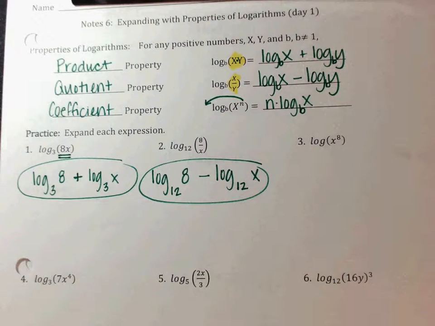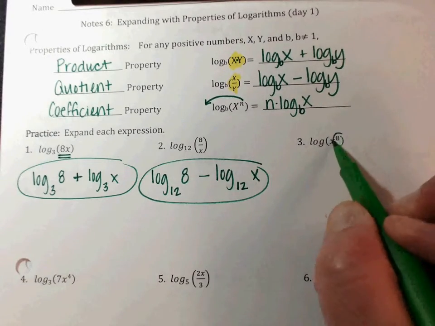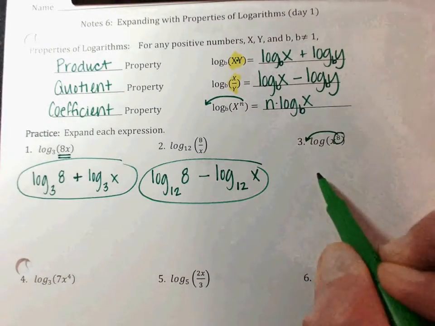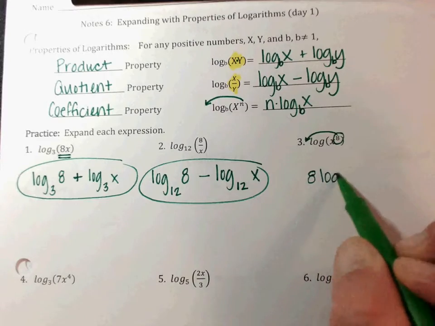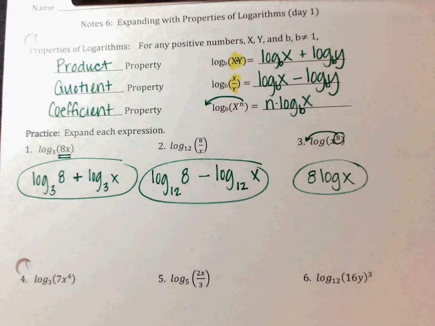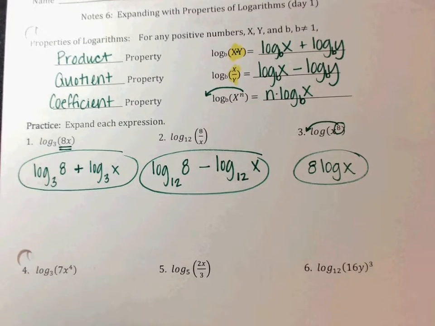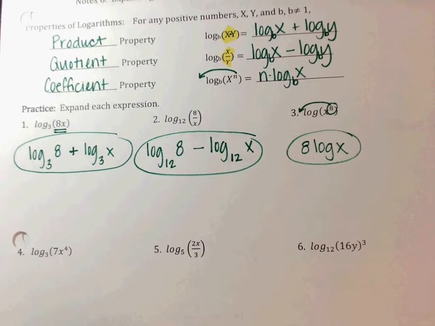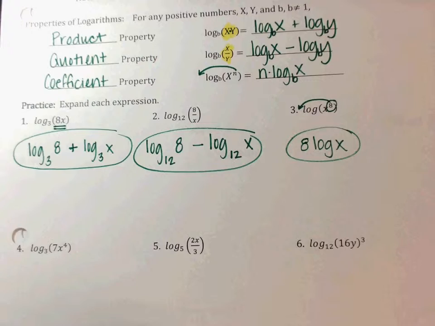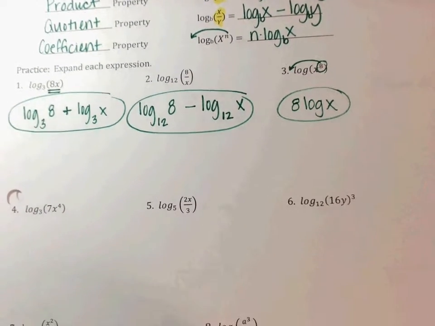Okay. These? Okay, then look at number 3. Where did we say the 8 can move? If it's up top, then it can move down to the front, so it would be 8 log x. Now, the other thing I want to point out to you is that number 3 is missing a base. We talked about yesterday. What's the base if it's not there? 10. 10. Good. Okay, take a look at number 4.